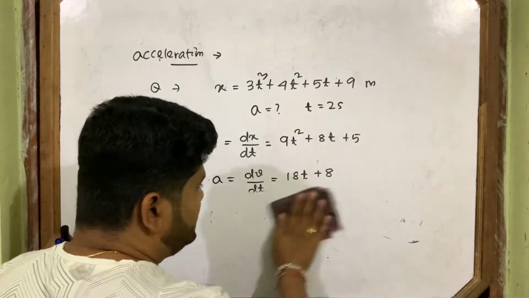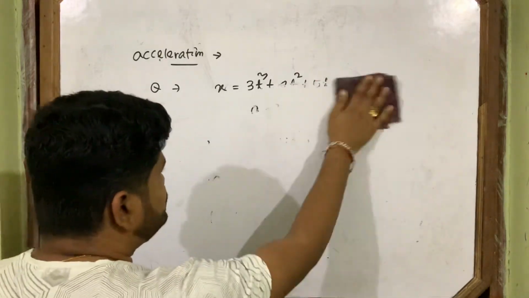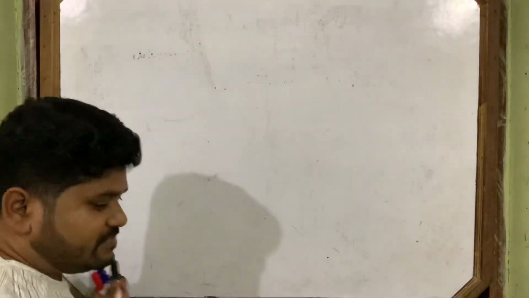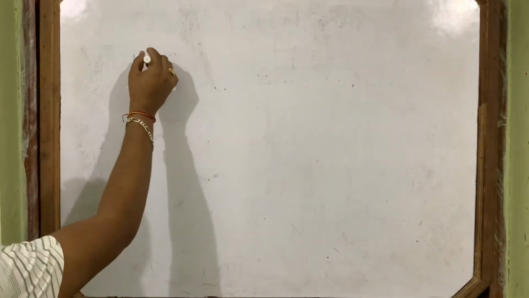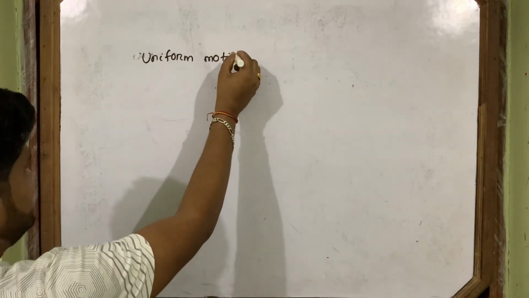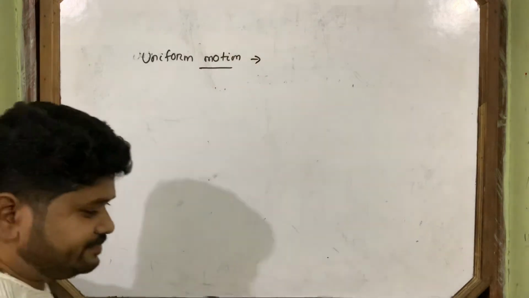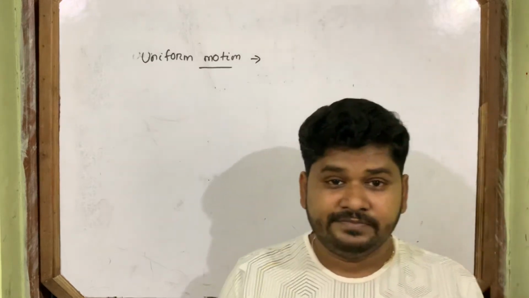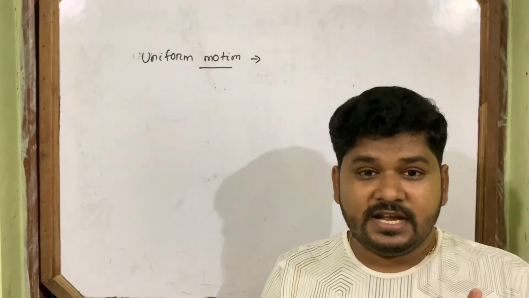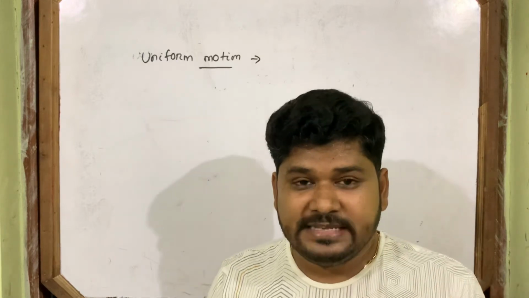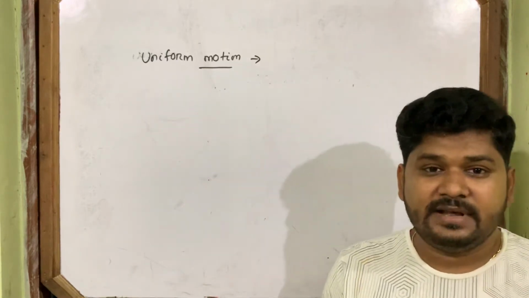Then come to the nature of motion. These are the quantities we discussed today. Let's come to the nature of motion. First is uniform motion. What do you mean by this? Uniform motion means the body moves with constant velocity. It covers equal displacement in equal intervals of time.